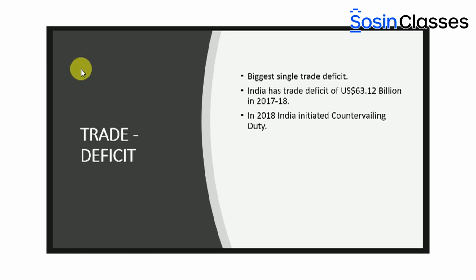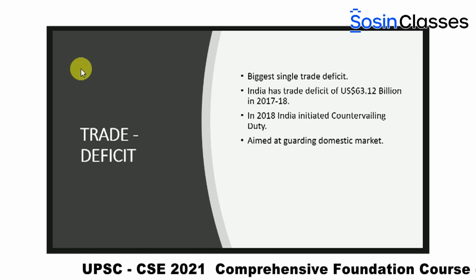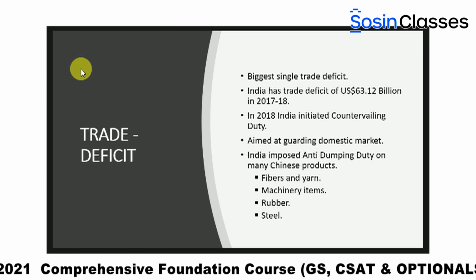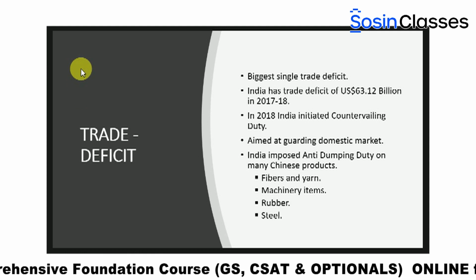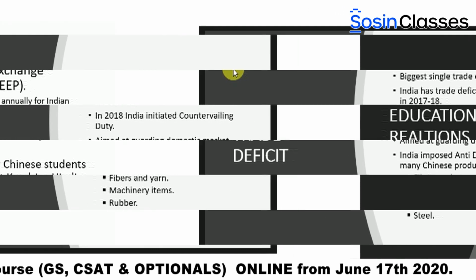And in the year 2018, India initiated a countervailing duty investigation into increased imports of Chinese synthetic rubber. This move was aimed at guarding domestic players from the increase in imports that are subsidized by the neighboring nation. India has imposed anti-dumping duty on many Chinese products like fibers and yarn, machine items, rubber and steel.